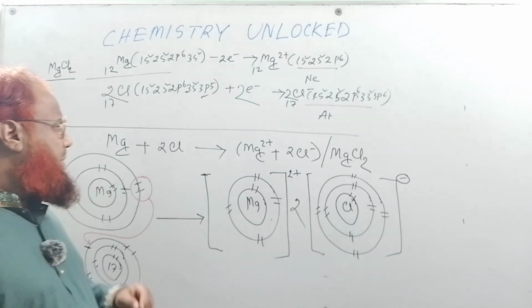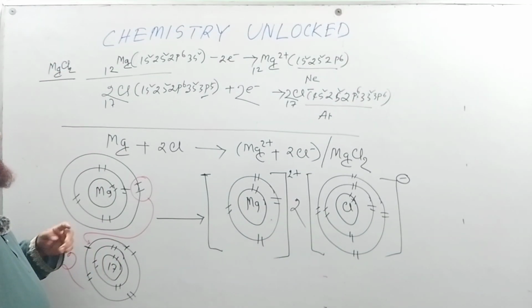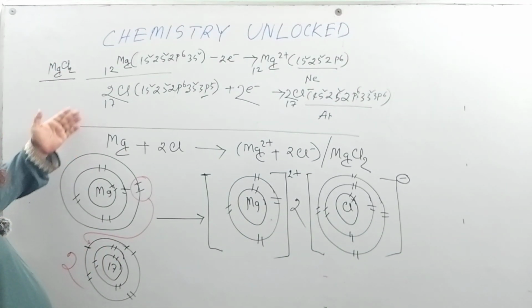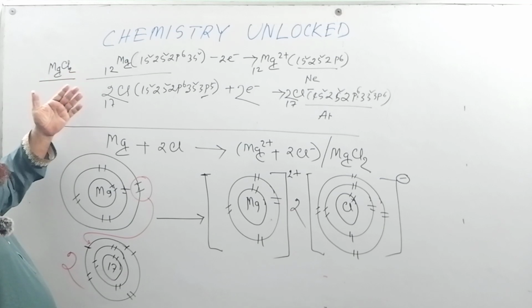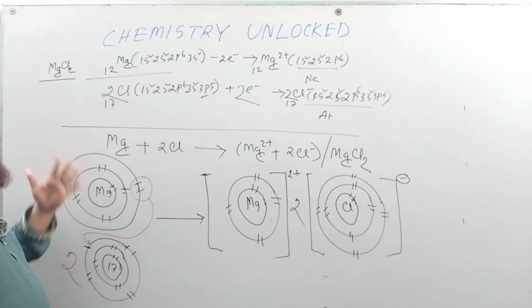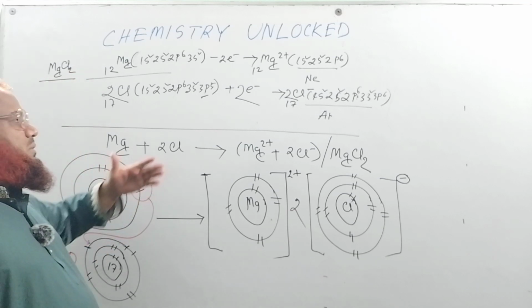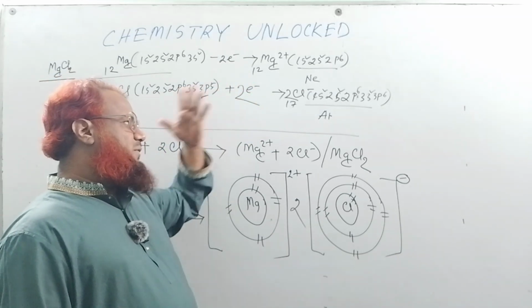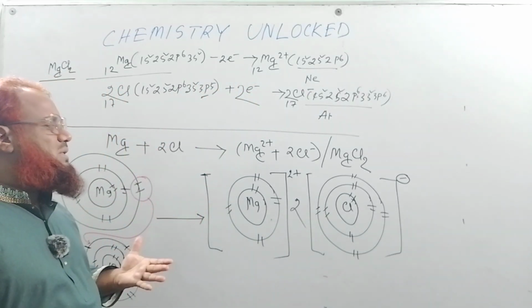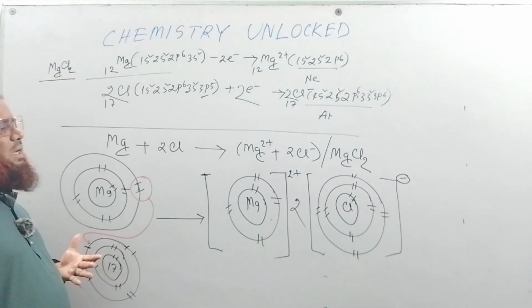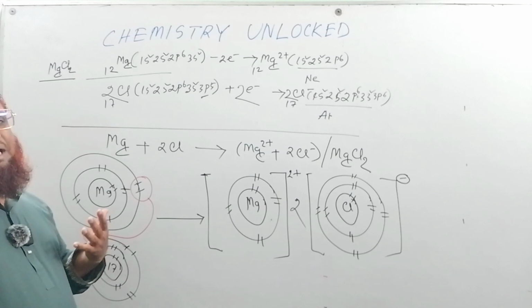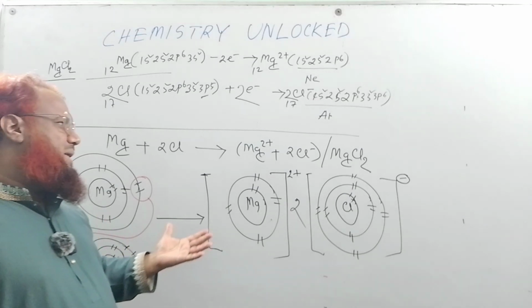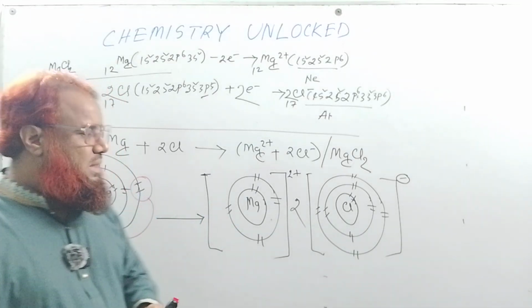So this is your magnesium chloride formation. Magnesium will donate 2 electrons, and those 2 electrons will be received by the 2 chlorine atoms, and here 1 cation and 2 anions will be formed, and they will attract each other by an electrostatic force that is known as the ionic bond, and finally we will get the ionic compound magnesium chloride.